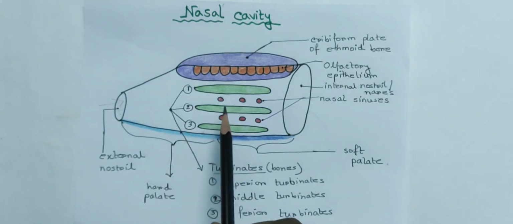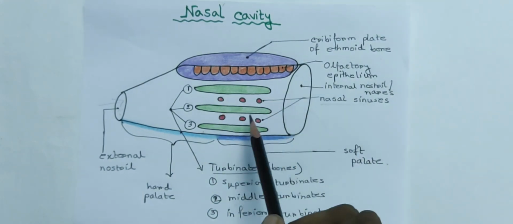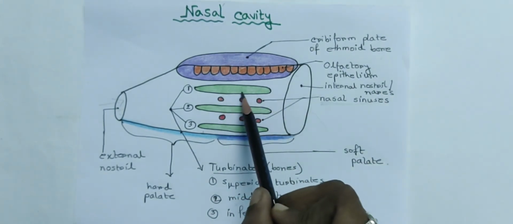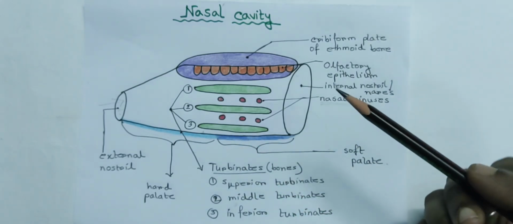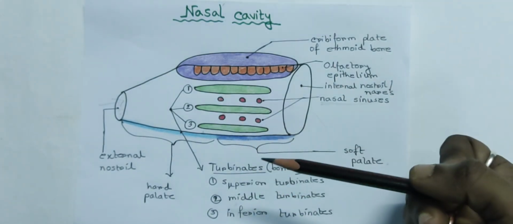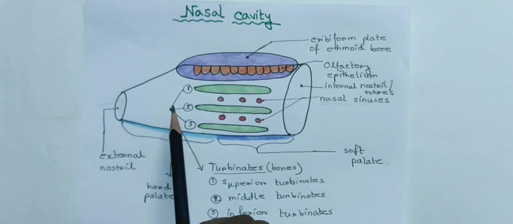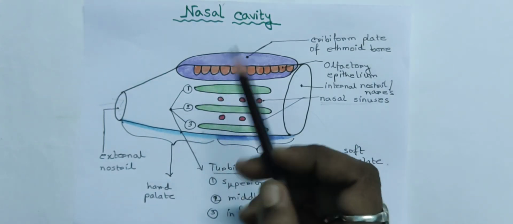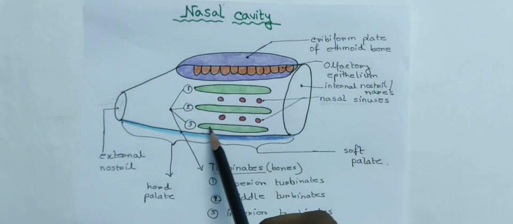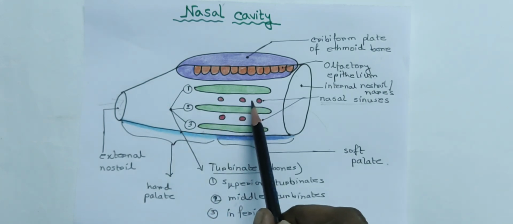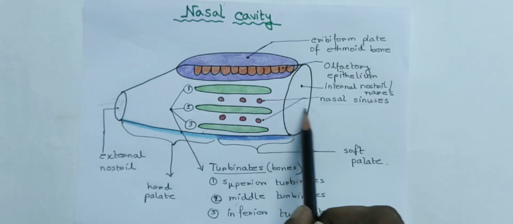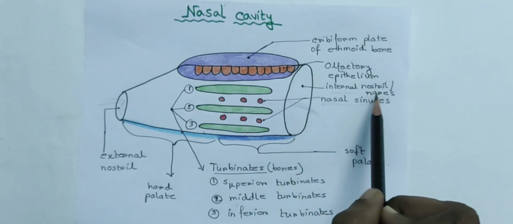Sinuses are specialized by mucus secreting cells. These mucus secreting cells are present in the nasal sinuses, and what the turbinates actually do is spin the air. The air we inhale through the external nostril is spun by the turbinates and the sinuses, so that the dust particles and pathogens settle down and are trapped by the mucus cells. After cleaning up the air, the fresh air enters through the internal nostrils, also called the internal nares.